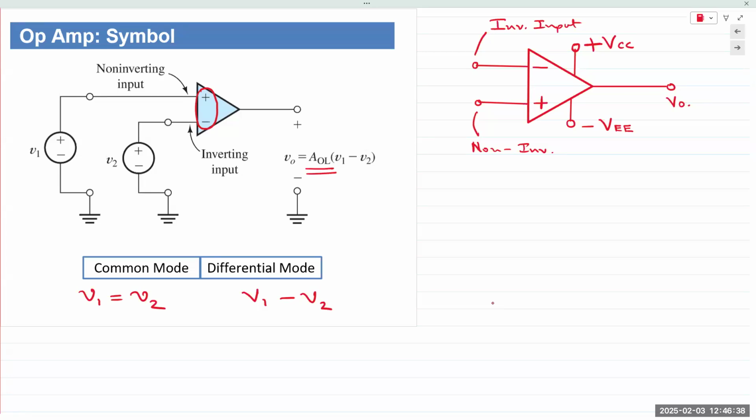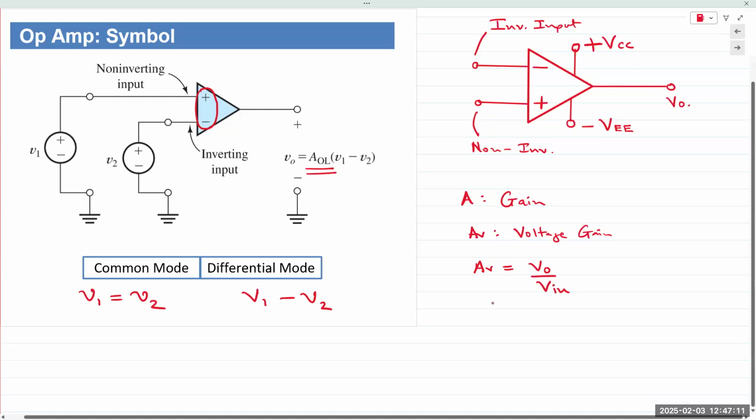This doesn't stand for America Online. A stands for gain of an amplifier. A is for gain. AV would mean voltage gain. And in this case, AV would be V out, or ratio of V out to V in. Okay, voltage gain AV is V out over V in.